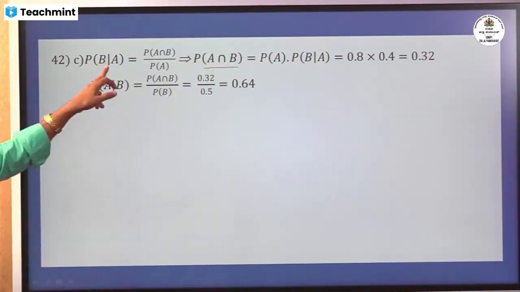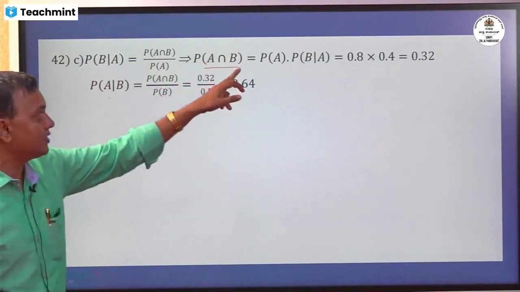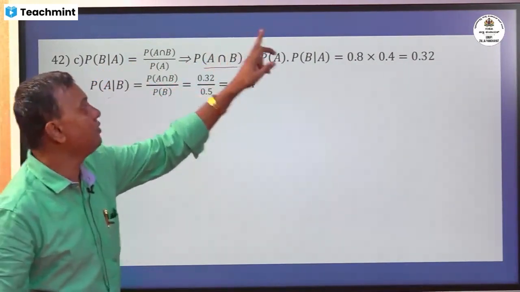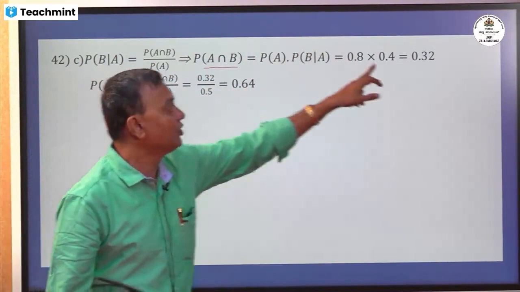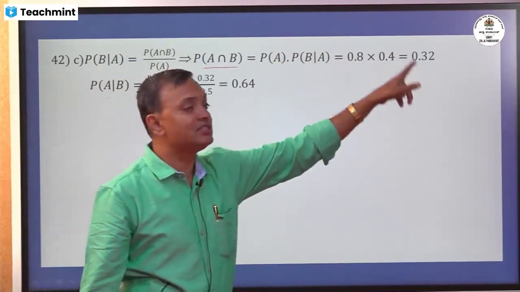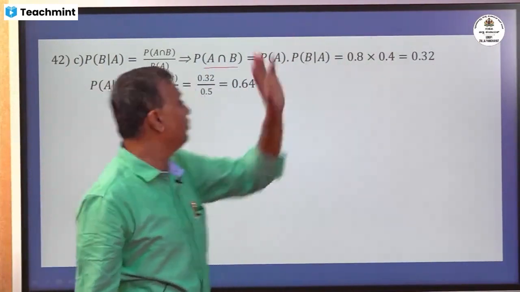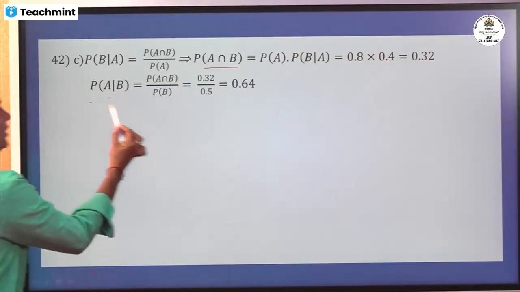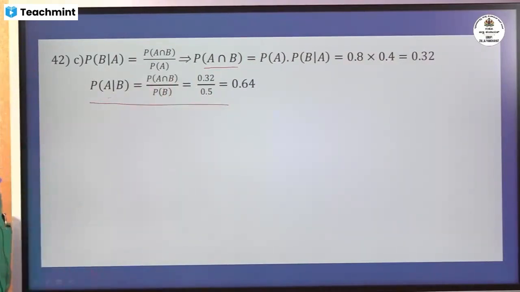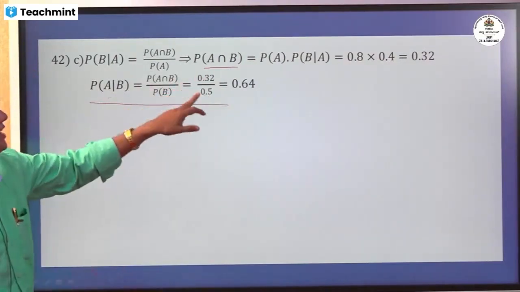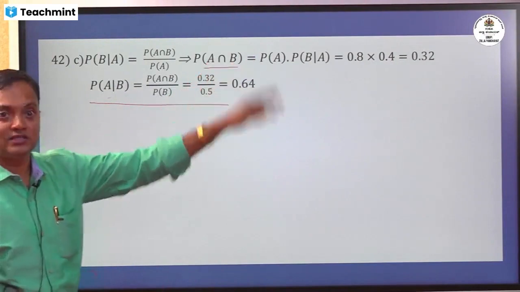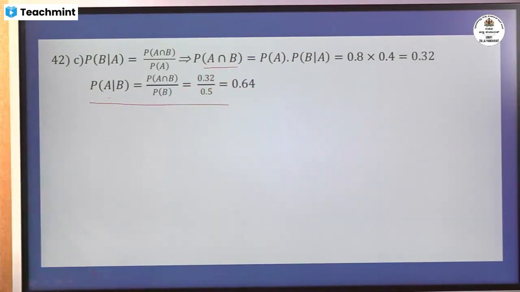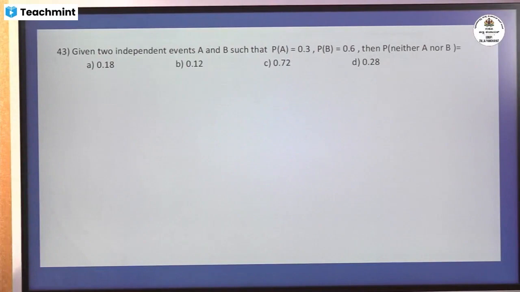Since these are given, probability of A intersection B equals P of A into P of B given A. So both are given. On substituting we get 0.32. Now substituting in this formula, we get 0.32 by 0.5 is 0.64. So answer is C. Next question.